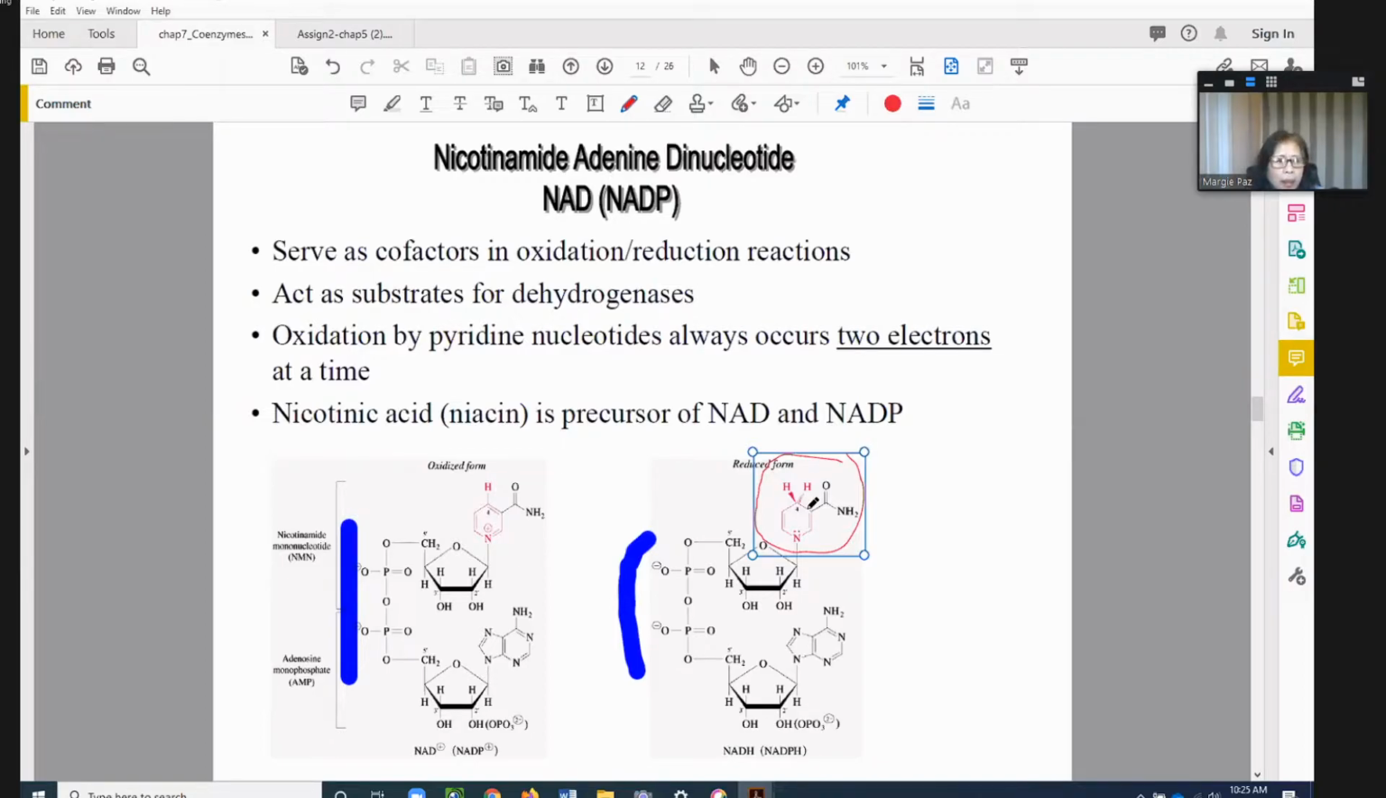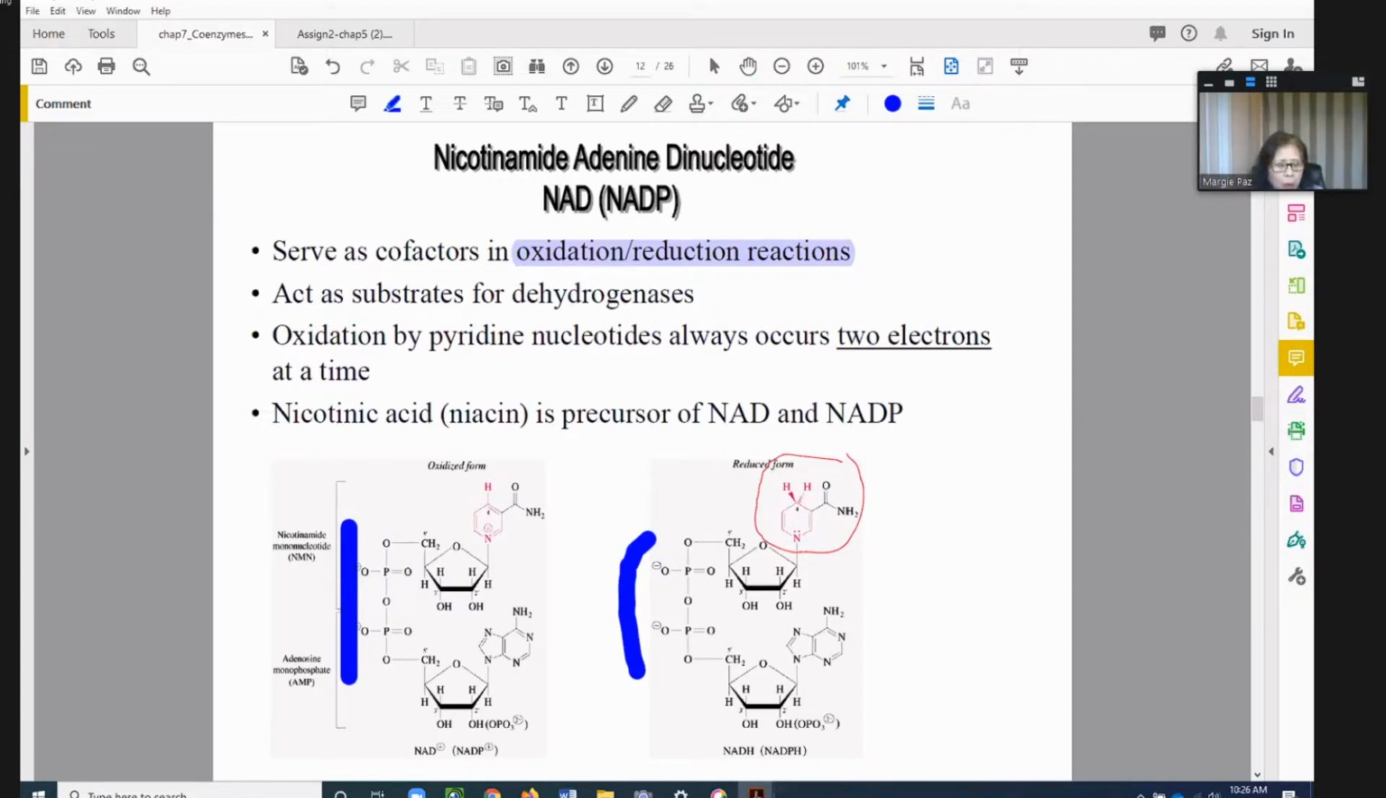NAD and NADP serve as cofactors in oxidation reduction reactions. So this is the role of NAD and NADP. They act as substrates for dehydrogenase enzymes. Now, in the mitochondria, NADH, the reduced form of NAD, is coupled with ATP production, while NADPH is an important reducing agent in a lot of biosynthetic reactions.